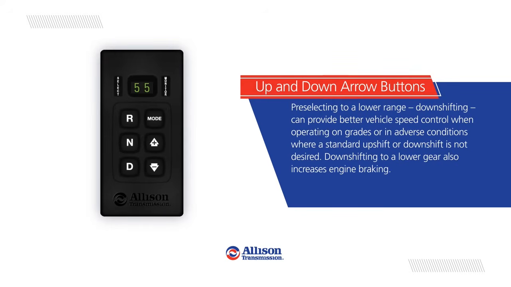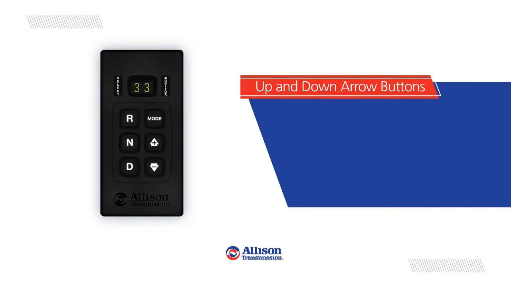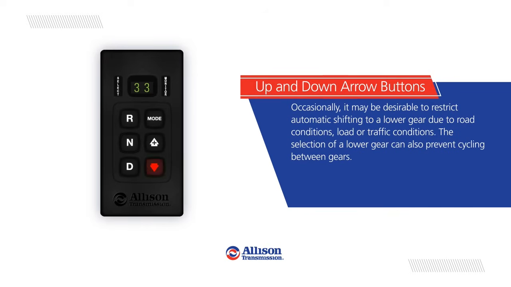Pre-selecting to a lower range, downshifting, can provide better vehicle speed control when operating on grades or in adverse conditions where a standard upshift or downshift is not desired. Downshifting to a lower gear also increases engine braking. Occasionally, it may be desirable to restrict automatic shifting to a lower gear due to road conditions, load, or traffic conditions. The selection of a lower gear can also prevent cycling between gears.